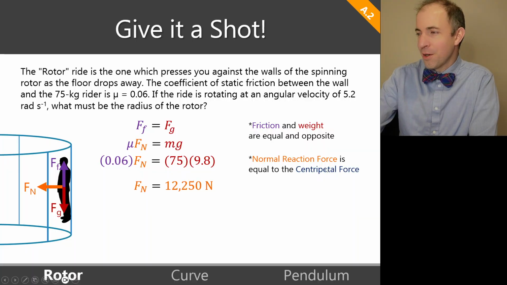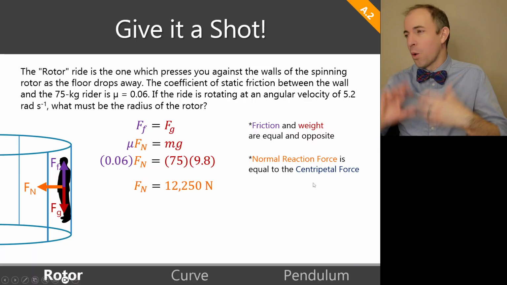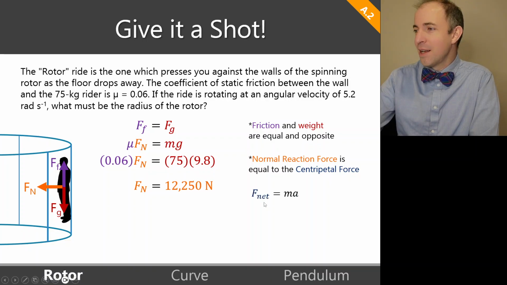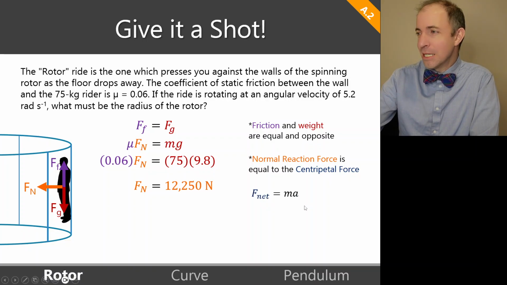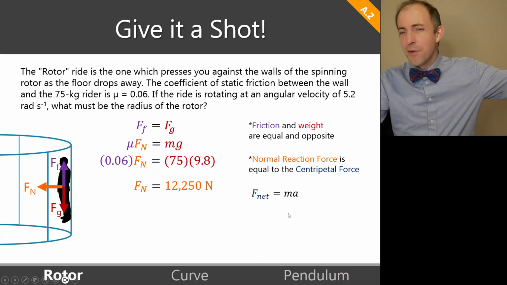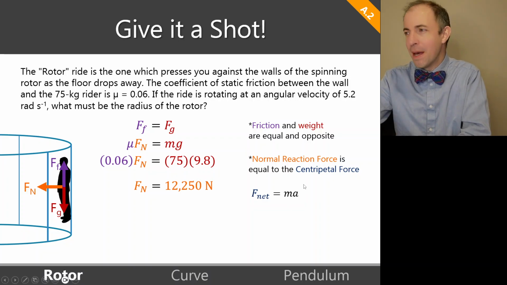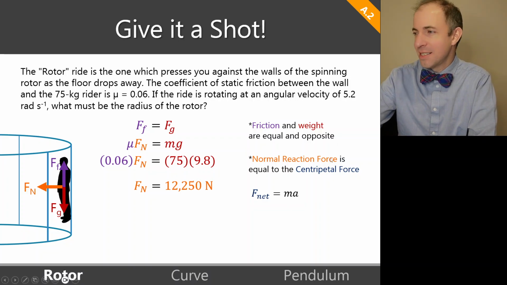So the normal reaction force is equal to the centripetal force, or in other words, just the net force causing that circle. So if I know that the net force is mass times acceleration, and I know a variety of different ways to calculate acceleration, one using v, one using omega. In this case, angular velocity is omega.